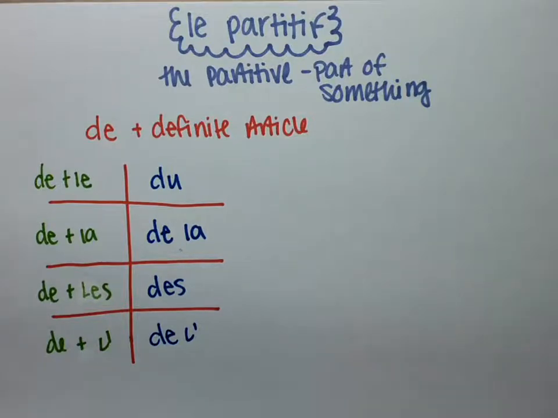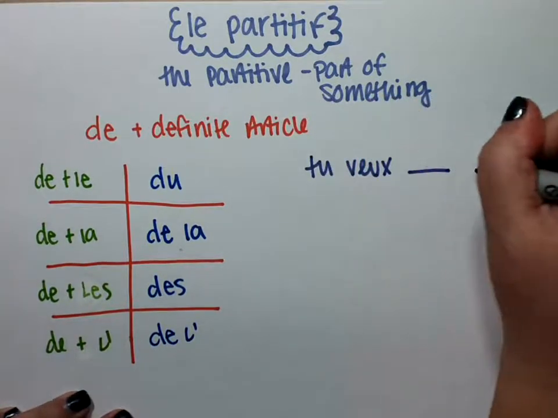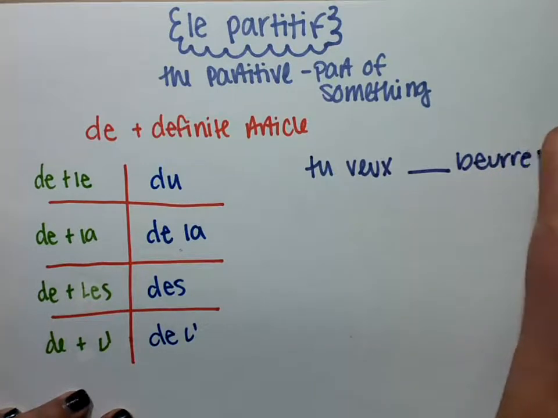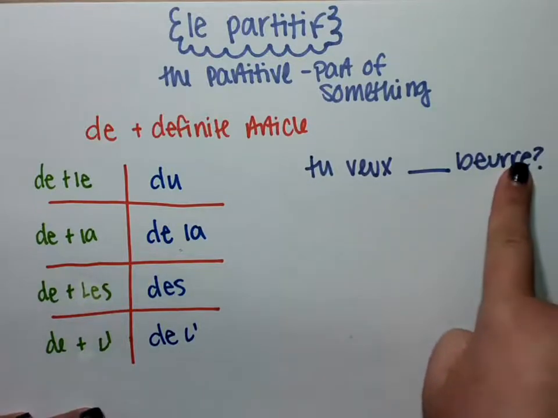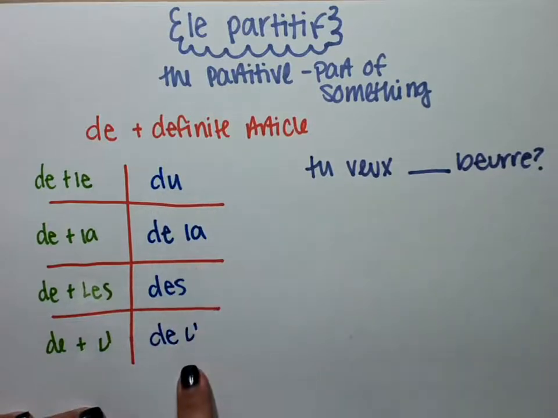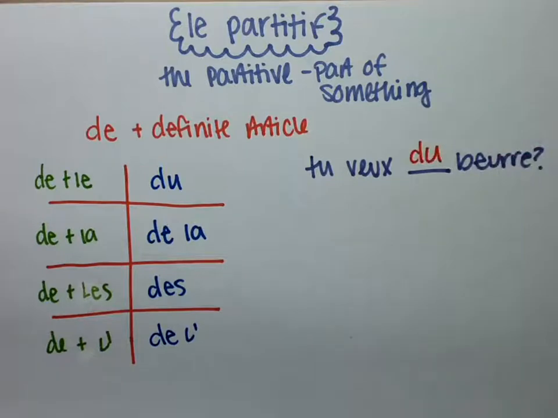So now let's do some examples. First off, we could say tu veux, you want, and then beurre. We're going to make that a question. So tu veux blank beurre. Now think about it for a second. What article would I usually use with beurre? Tell me which contraction I'm going to use. Which partitive article am I going to use? Du. So tu veux du beurre. Even though beurre ends in an E, it is masculine. So we need du.